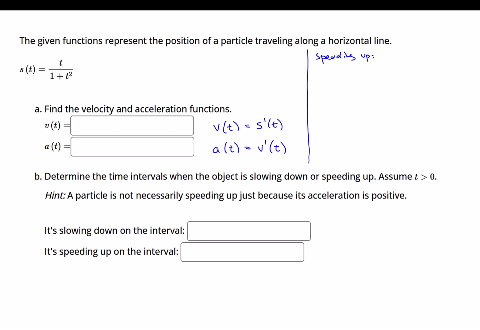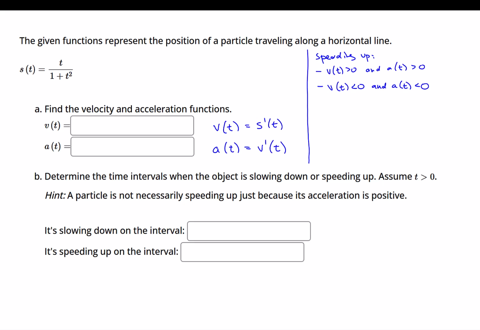So it's speeding up when the velocity is greater than 0 and the acceleration is greater than 0. And another case is when the velocity happens to be less than 0, but the acceleration is also less than 0. So in both cases, the object is speeding up.